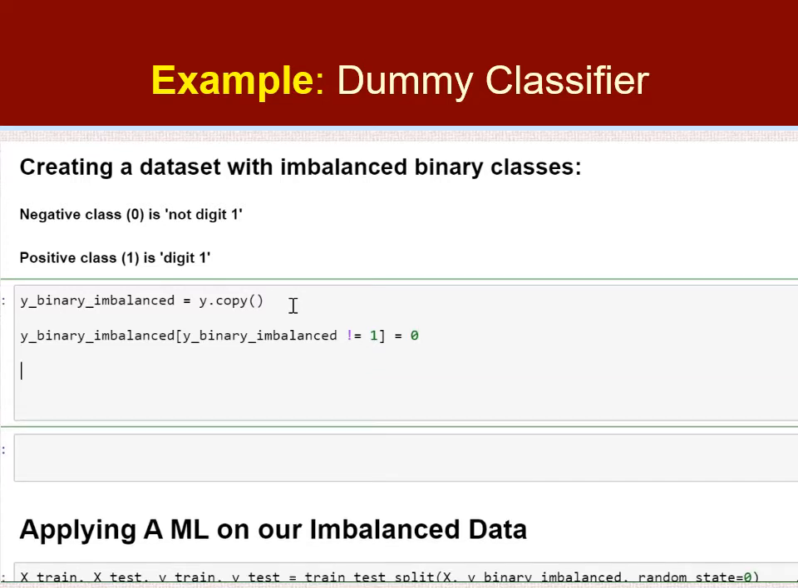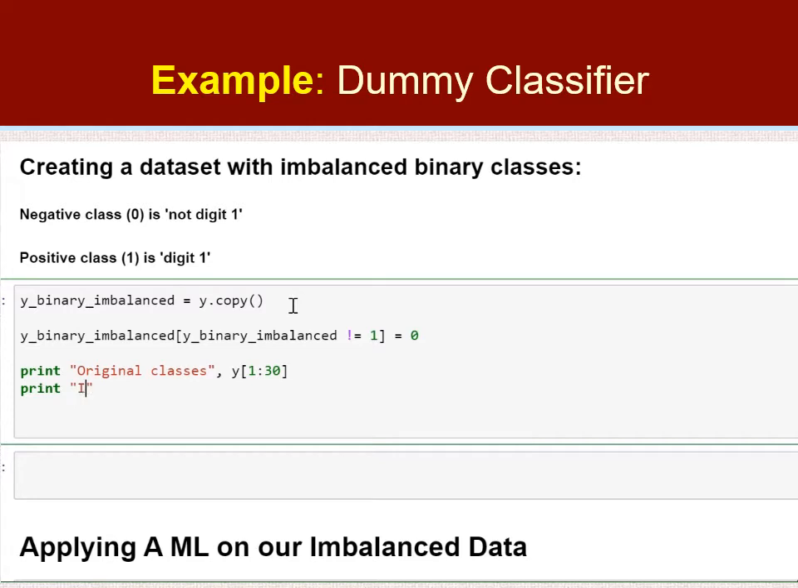Let's go ahead and print out the original data and the imbalanced data classes. We're only going to print out the first 30 data points, and next we're going to do that for our imbalanced data set, y_binary_imbalanced, 1 to 30.